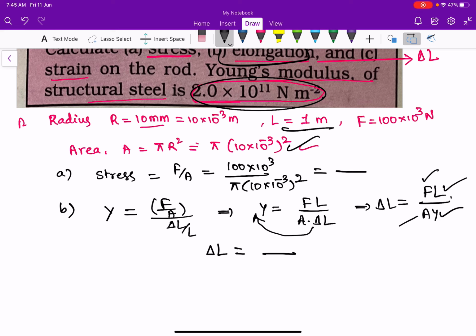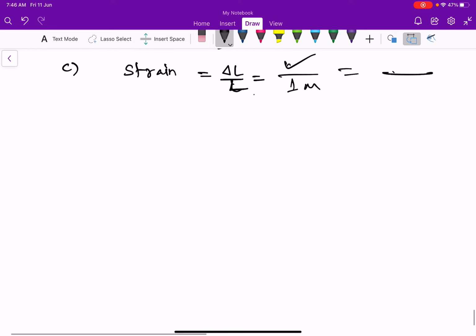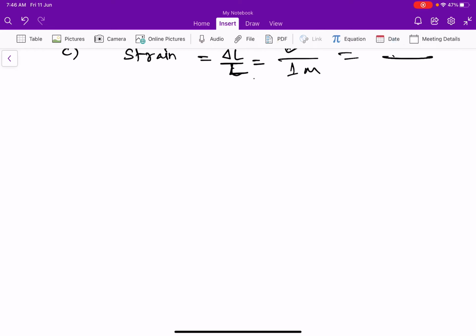On getting the delta L value, you need to find out the strain. Here strain is nothing but delta L by L. Just above we got the delta L value, substitute the delta L here, and L is given as 1 meter. Substitute 1 meter so that you will get strain also in this case. And now we are going to discuss the second problem.